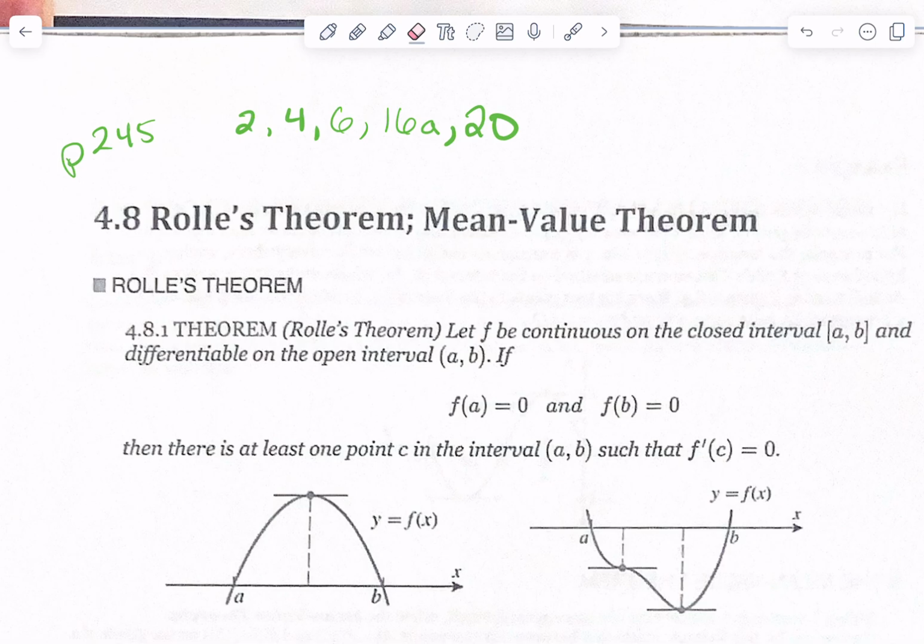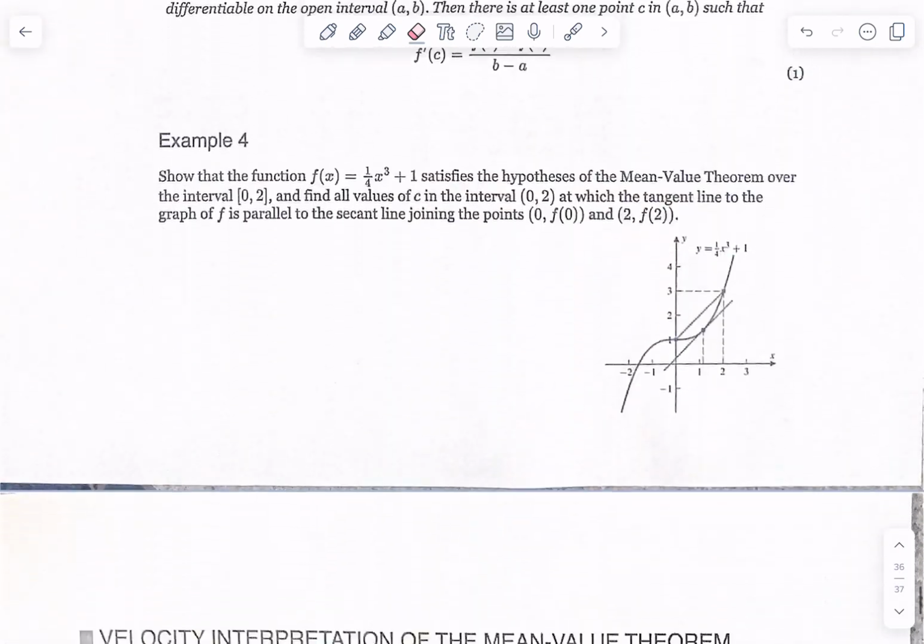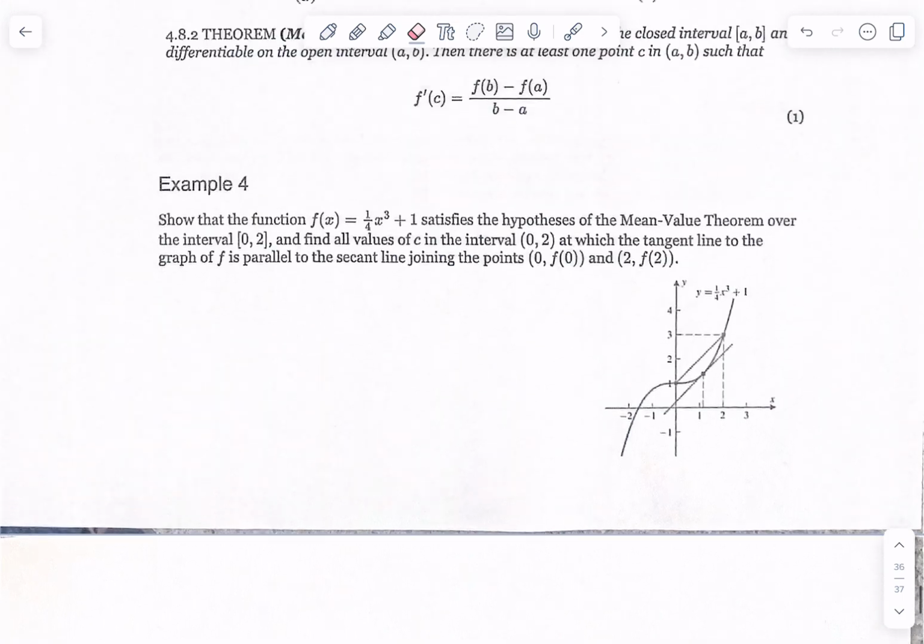There we go. Now it's rolling. Jalen, hello. We are going to do 4-8. I don't know if we'll get done with this today. There's a lot of examples. Yeah, we'll see how far we get.